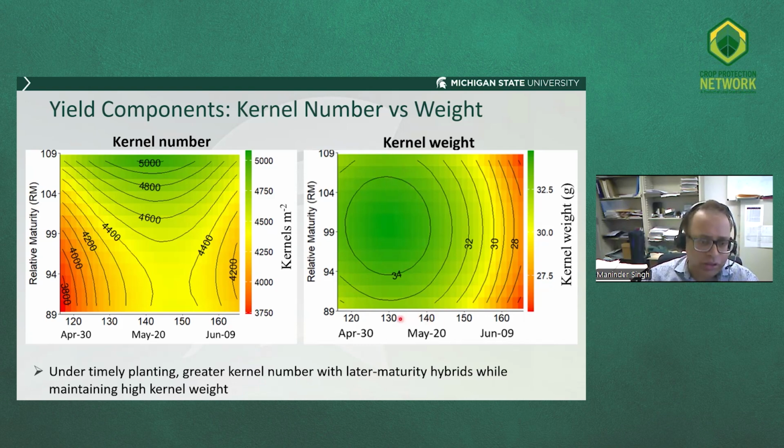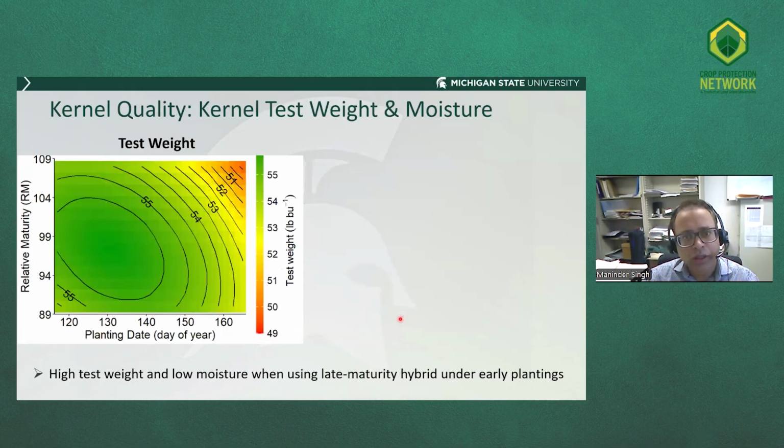So that was encouraging that we had a physiological basis for our yield improvements. But again, if we're thinking profits, we need to look at the quality, right? In terms of what sort of test weight and moisture we are seeing out there. And again, you can see that early plantings and longer maturities, we are able to maintain pretty decent test weight, right? Close to that 56 pounds per bushel, right?